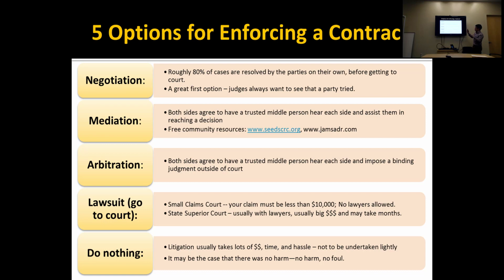Most lawsuits that could be threatened by one party or the other are usually settled out of court. The litigation process is incredibly expensive. It's cheaper to go through negotiation. The second option would be mediation. You hire a neutral third party, trusted by both sides. There are community resources that you can check out that provide certain mediation services.